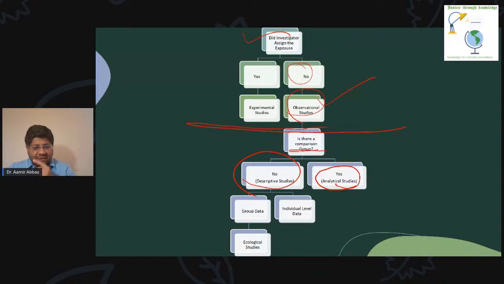And within the descriptive study, the unit of analysis can be either individual data, individual patient data, or the unit of analysis can be a group, for example, countries, cities, districts, counties, schools, hospitals. If the unit of analysis is group data, then we call it an ecological study. And if the unit of analysis is individual data, we are going to talk about that in the subsequent slide.